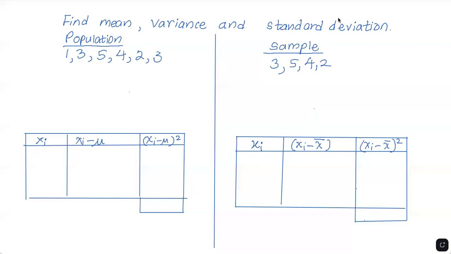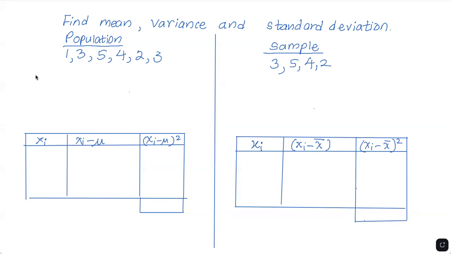So today I'm going to find the mean, variance and standard deviation of a population as well as for a sample. Here my population data values are 1, 3, 5, 4, 2 and 3. There are 6 population data, and for the sample it's 3, 5, 4, 2, only 4 data values from the population. So let's calculate first the population mean.